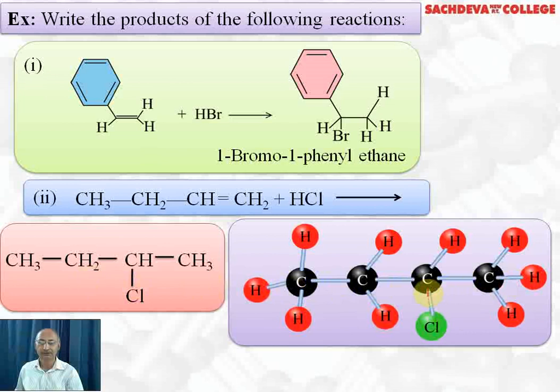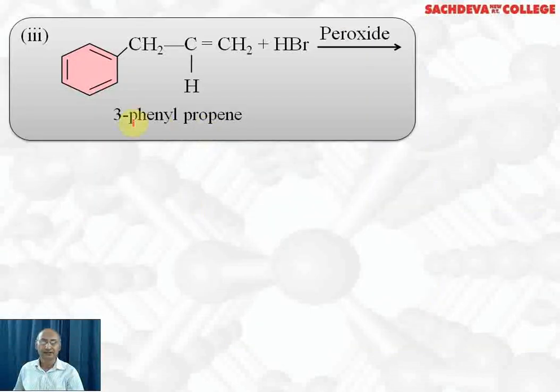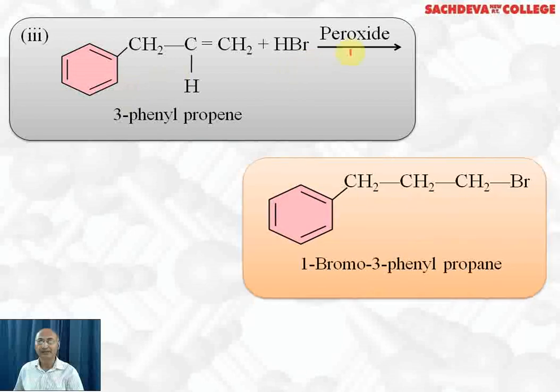This compound is 2-chlorobutane. Third reaction, we are reacting 3-phenylpropene. This is 3-phenyl: first carbon, second carbon, third carbon. Double bond is preferred over alkyl group. So on the third carbon a benzene ring is attached, which is called a phenyl group. So 3-phenylpropene reacts with HBr in the presence of peroxide. Remember, whenever peroxide is used, anti-Markovnikov addition takes place. So Br will attack the primary carbon, H will attack the secondary carbon. It will result in the formation of 1-bromo-3-phenylpropane. So this addition is taking place according to the anti-Markovnikov rule, or peroxide effect, or Kharasch effect.